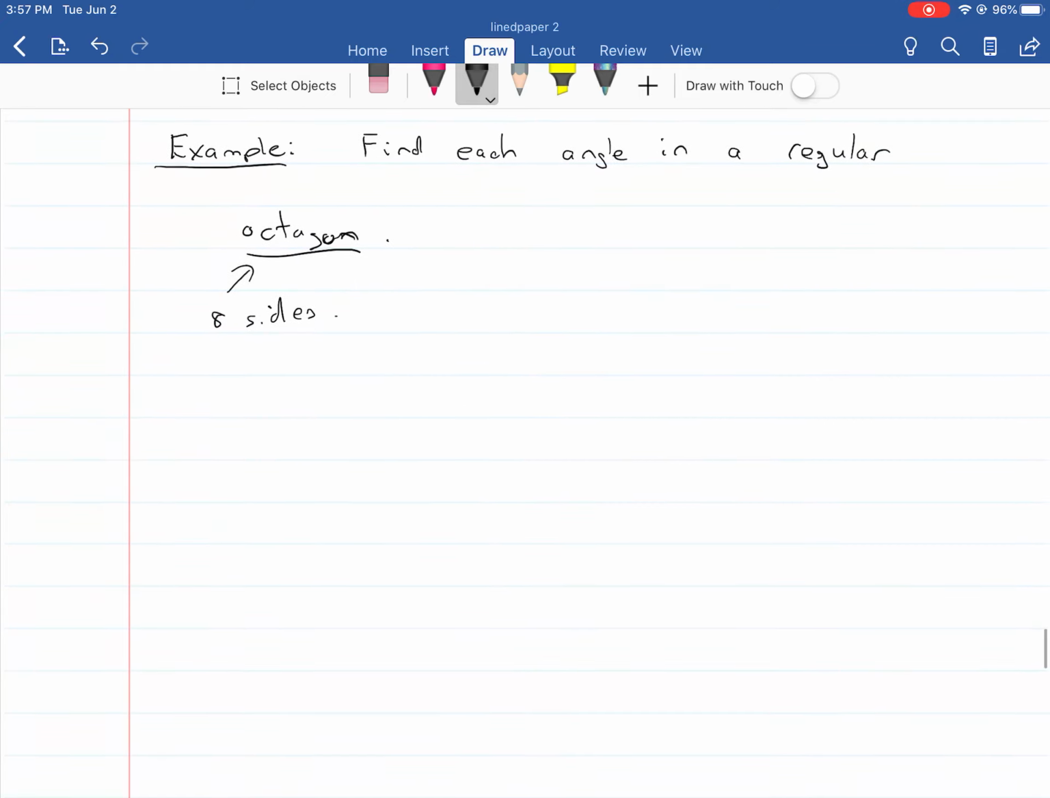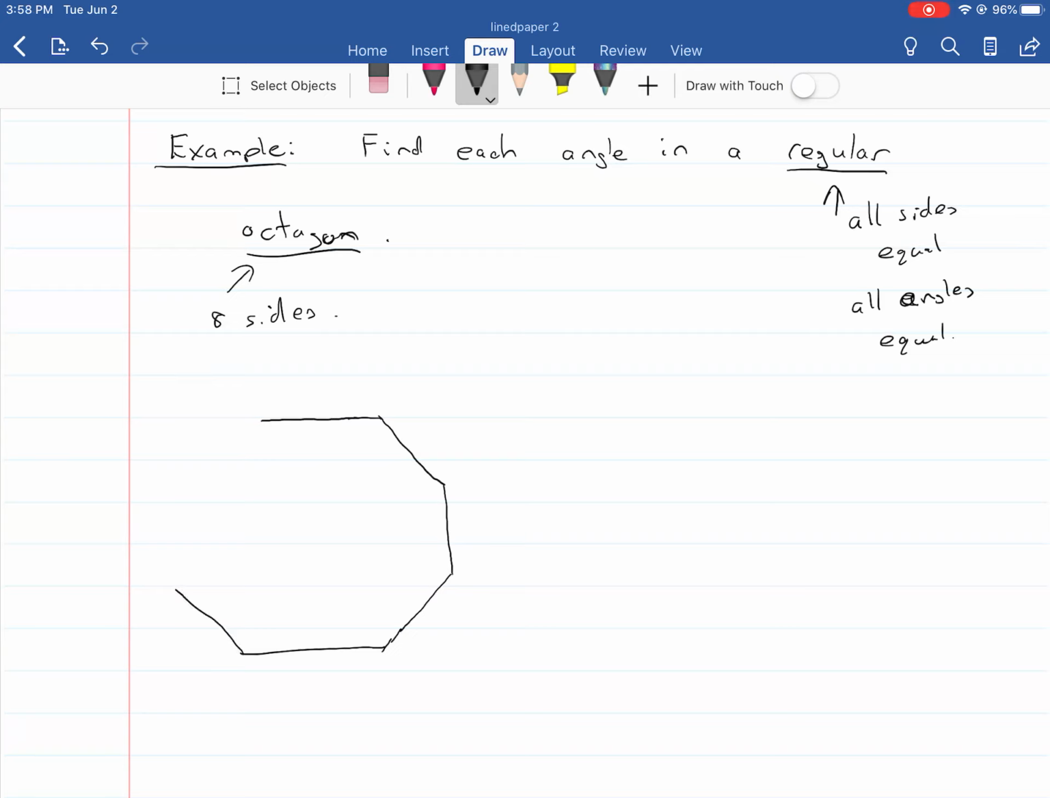Well, okay, if it's an octagon, and I'm not going to try and draw it perfect, but they want a regular octagon, and what that regular means is all sides equal, all angles equal. So when they say regular, they mean everything in it. A perfect octagon, like you see in a stop sign. So I'm going to try and draw one that's, well, mine won't be perfect, but it'll give you the idea. So there we go, regular octagon.